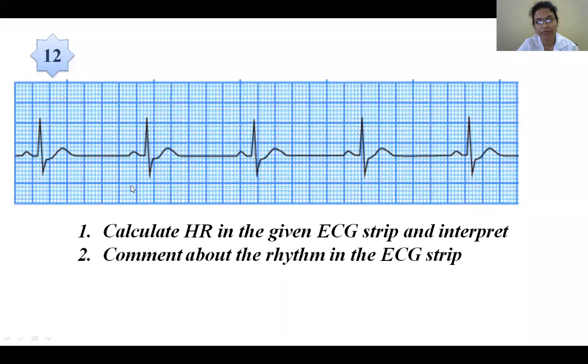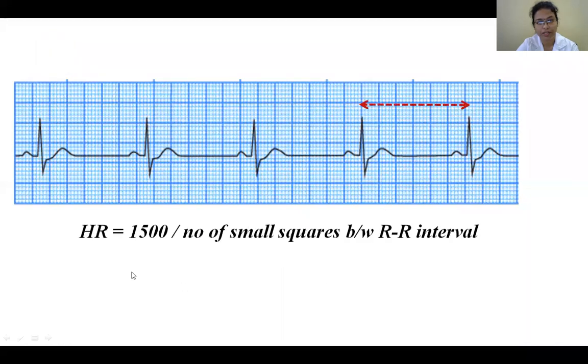So this is a strip of a normal rhythm. Coming to heart rate. Now heart rate, here again we have to use a formula of 1500. So you start counting 1, 2, 3, 4, 5, 6. So how many small boxes are there? So 30, 32, almost 31. So 1500 divided by 31 is equal to 48.